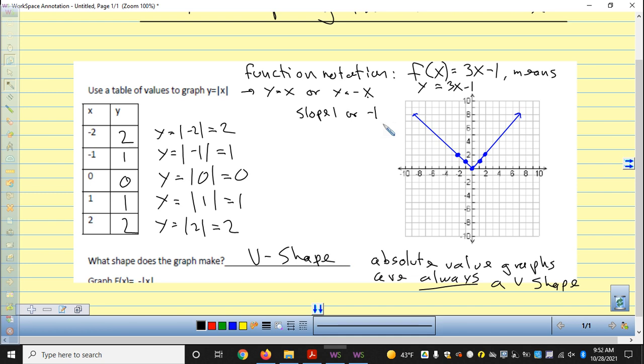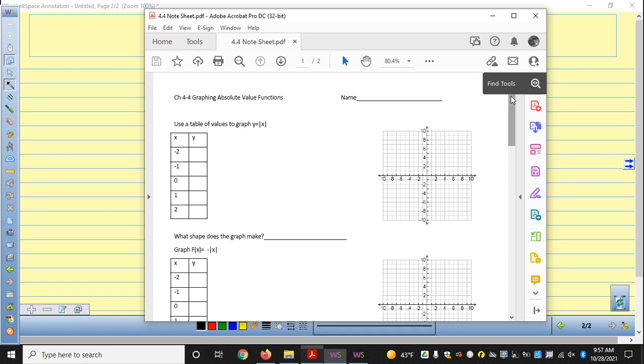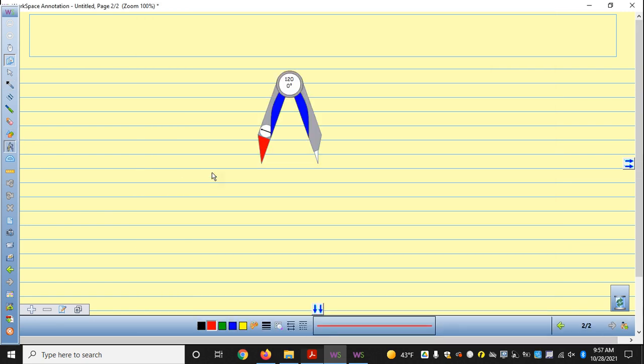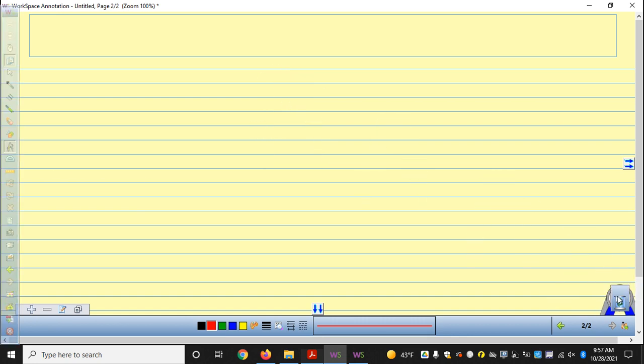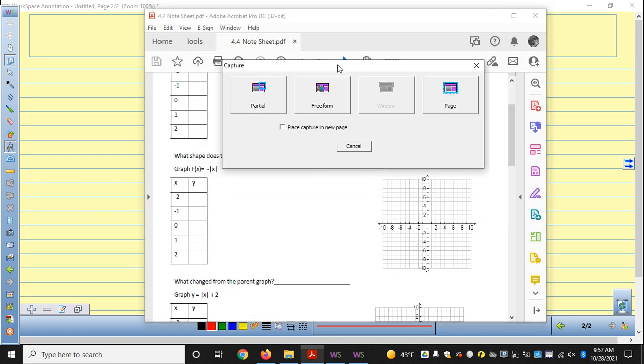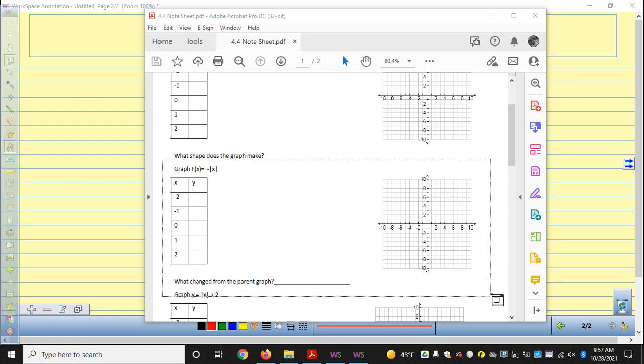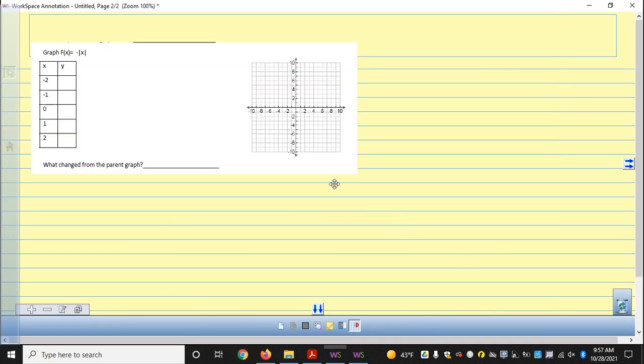All right, any questions on that first graph? Okay, let's look at another one. Our next graph we want to graph is y equals negative absolute value of x.